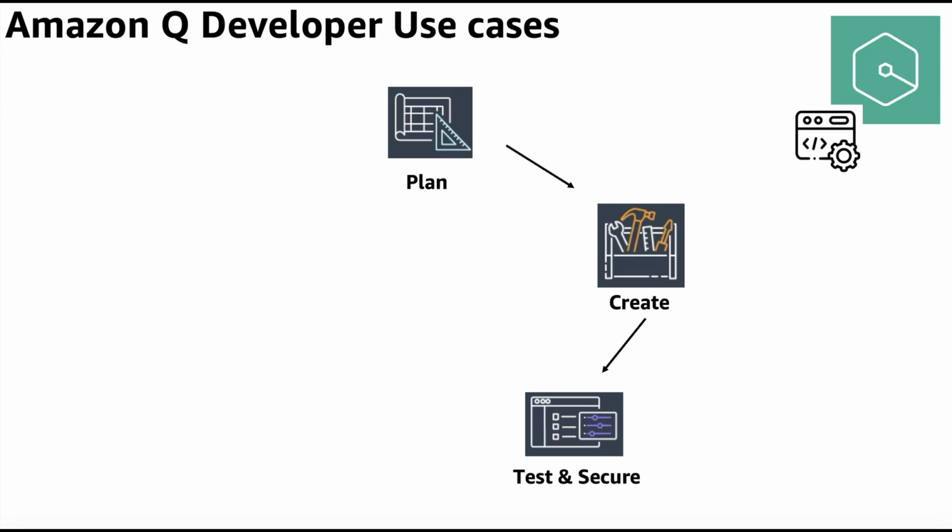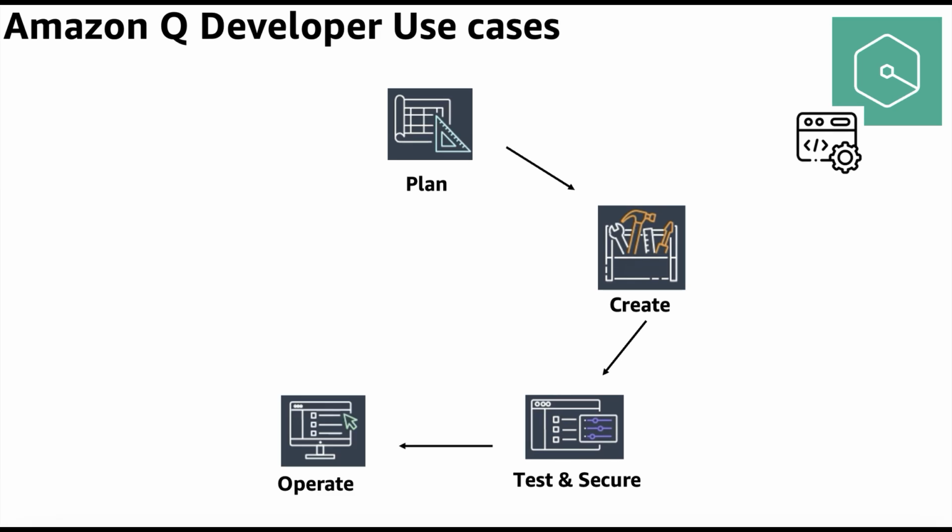Amazon Q Developer enhances this phase by assisting with generating unit tests and identifying security vulnerabilities. It also offers remediation advice through its integrated security scanning features, helping developers enforce best security practices effortlessly.